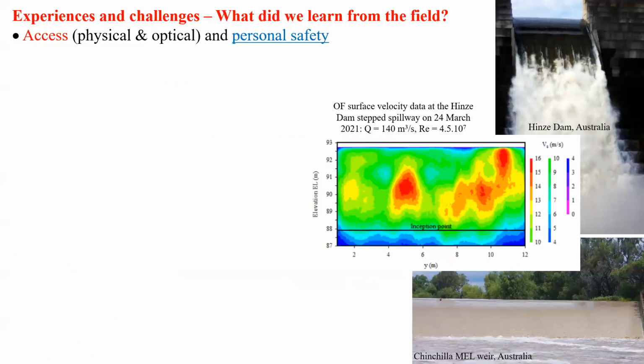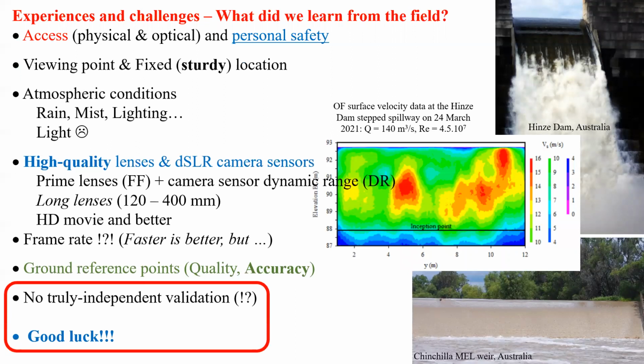What did we learn from the field? Access is of uppermost importance, physical access and optical access. We need to have a steady viewpoint, typically a very heavy tripod on a reinforced concrete platform. We have zero control of the atmospheric conditions, and we always use high quality professional prime lenses. But we need to remember that at the end, we always need also good luck.